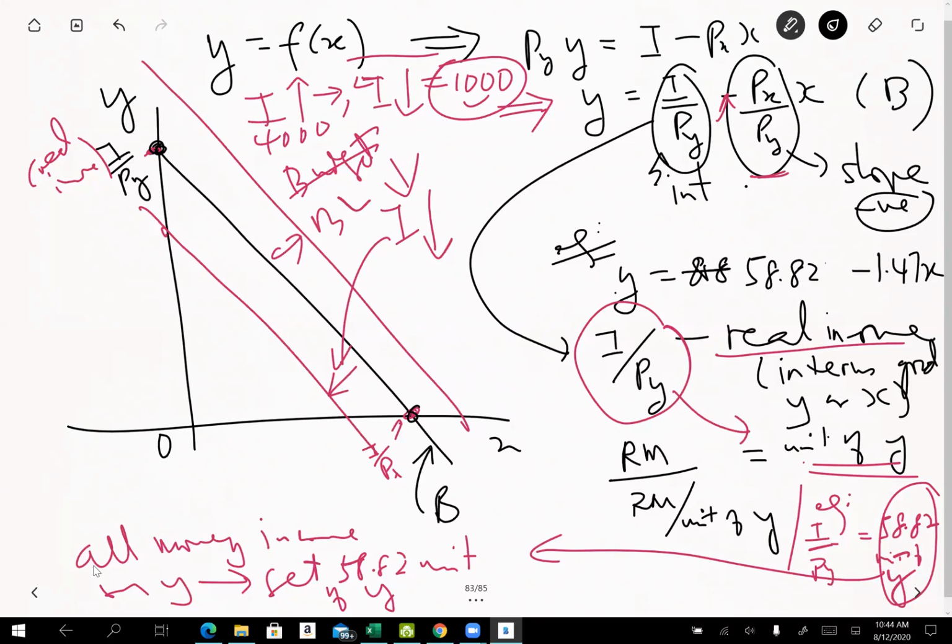It will rotate, but the point at I over PY is constant, and only the point at I over PX changes. There is no change in the real income in terms of Y, because PY doesn't change, all right? So that intercept on the Y-axis is still the same. The only change is the price of X. So it will affect only the price ratio, all right? So the effect is on the price ratio only.